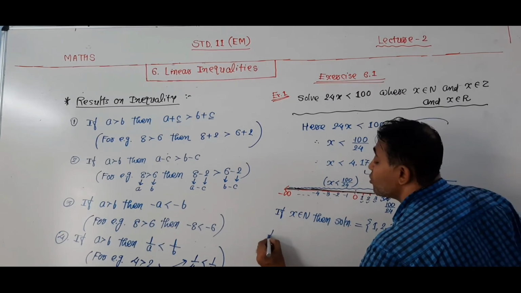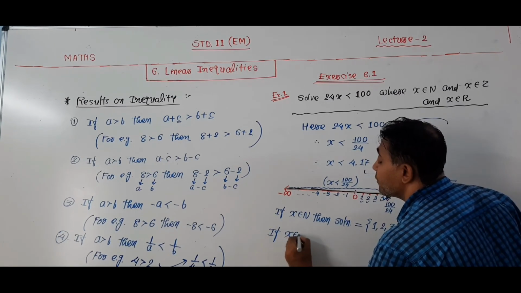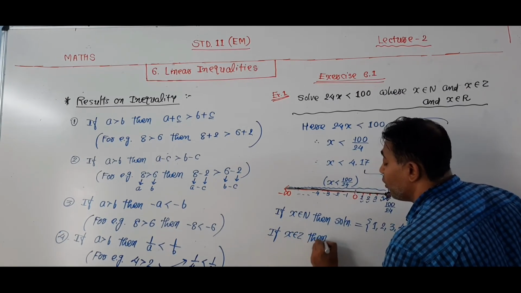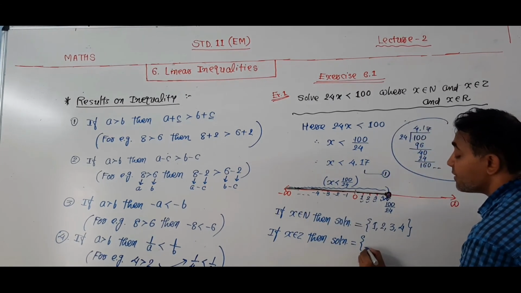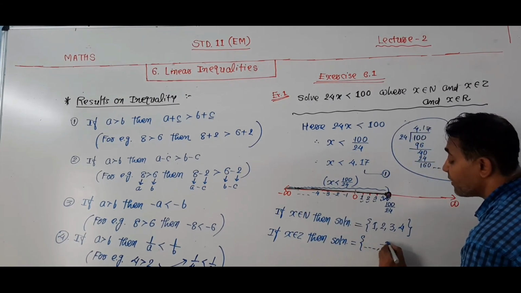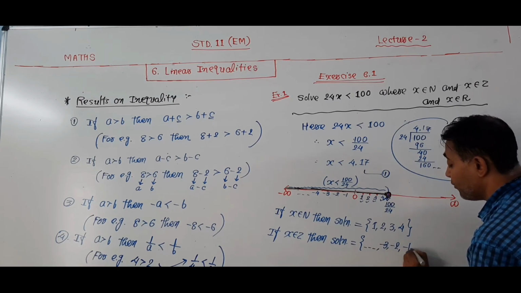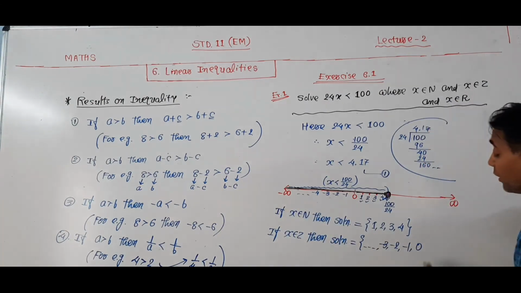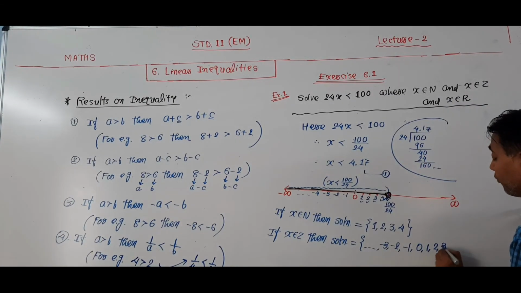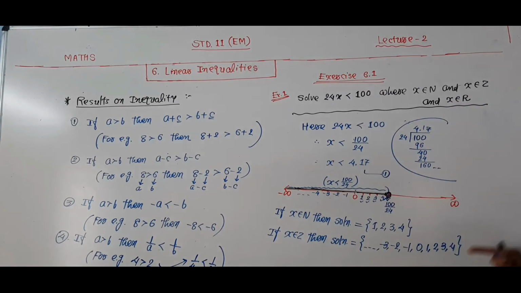And if x belongs to Z, then I think you can say that the solution is here. All these integers start from there, and here we may start with minus 3, minus 2, minus 1, 0. It represents all negative integers, 0, and also 1, 2, 3 and 4. So this is the solution in Z.